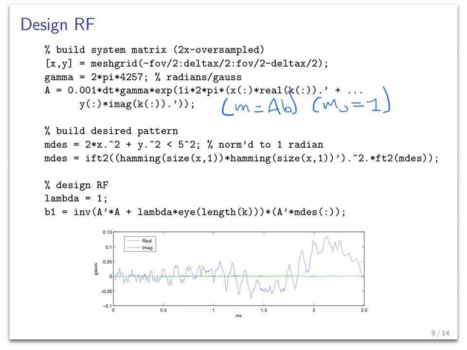Okay, so then what we need to do is build the target pattern. And so then we're going to call m desired. And this is a 2D matrix right now because it's a 2D image, right? And so then we're going to set it equal to 2 times x squared plus y squared to be less than 5 squared, right? So what this is going to do is give us an oval pattern, right? So wherever this equation is satisfied, that's going to be 1s, and wherever it's not satisfied, it's going to be 0s, okay? Then I'm going to smooth it out a little bit.